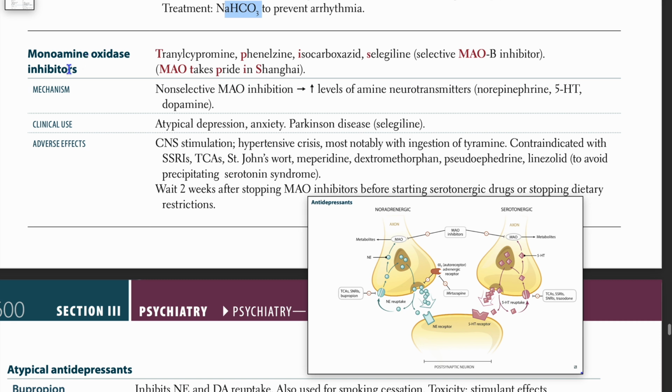MAO inhibitors, so phenelzine, tranylcypromine, isocarboxazid, right? Those are the important ones. And selegiline, rasagiline or something like that. So these are the selective MAO-B inhibitors. Non-selective MAO inhibition increases levels of amine neurotransmitters, so norepinephrine, 5-HT, and dopamine. Clinical use is atypical depression, anxiety, and Parkinson's disease. So for Parkinson's, you use that.